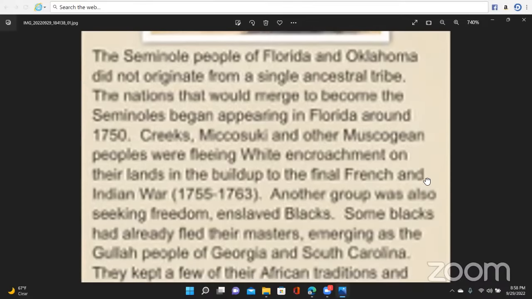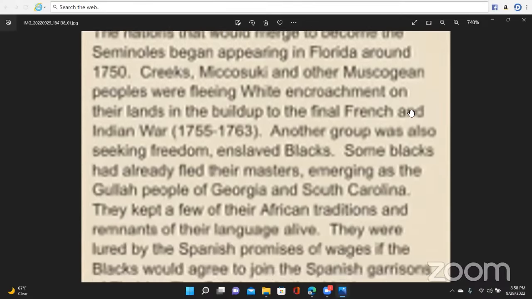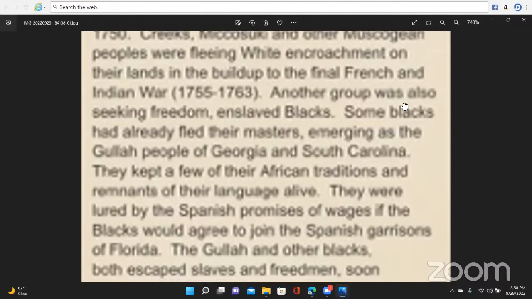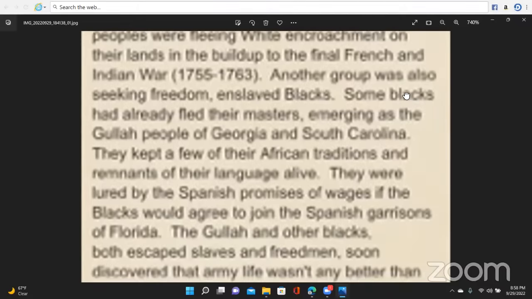That's a Q50 flip for me. But anyway, Creeks, Muscogee, and other Muscogean peoples were fleeing white encroachment on their lands in the buildup to the final French and Indian War. Stop. What? They was never running from encroachment on the land. Everybody was going to the southeast to fight the goddamn conquistadors because we knew what they did in South America. Man, this is heavy. Go ahead.